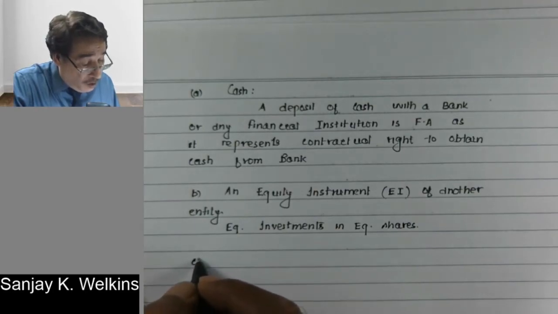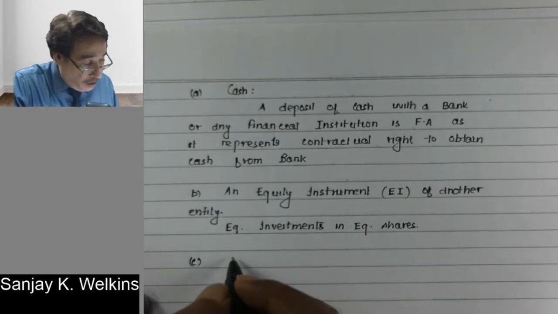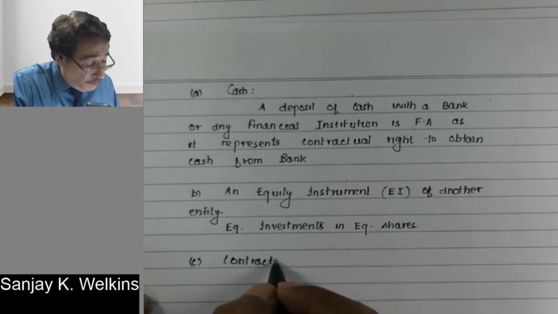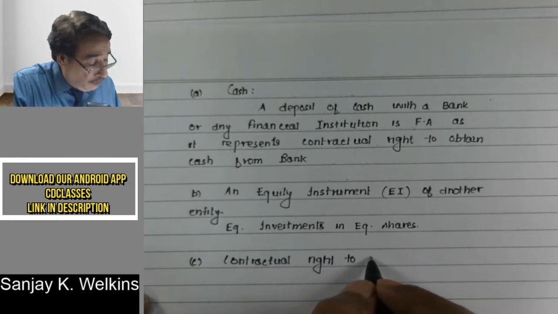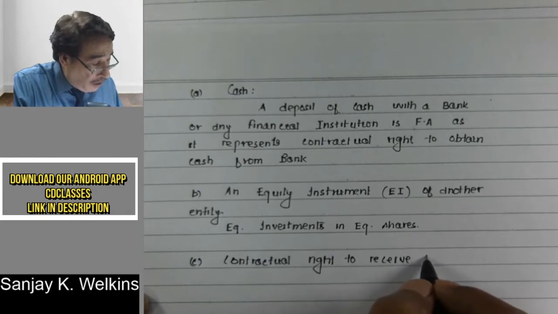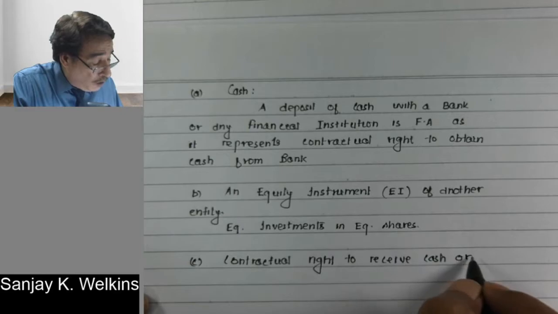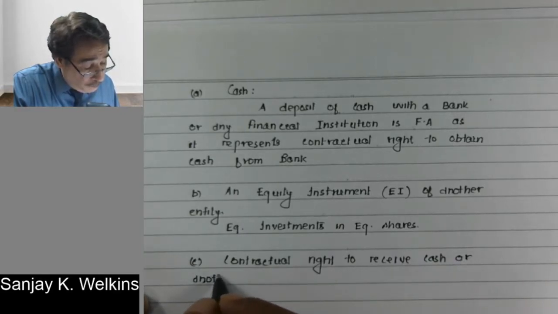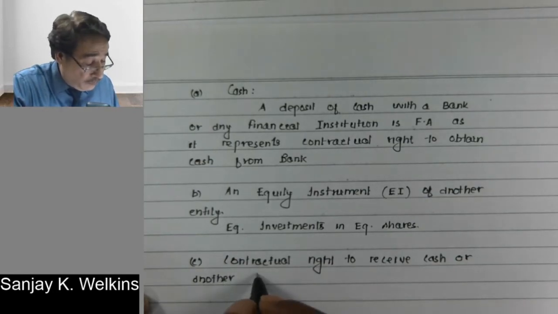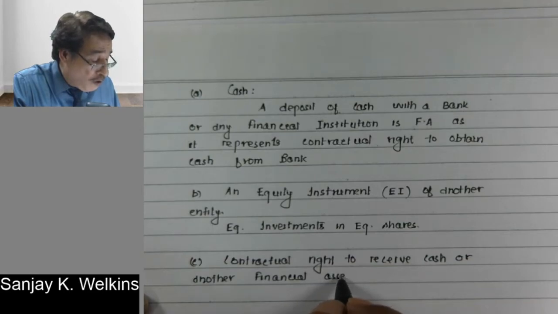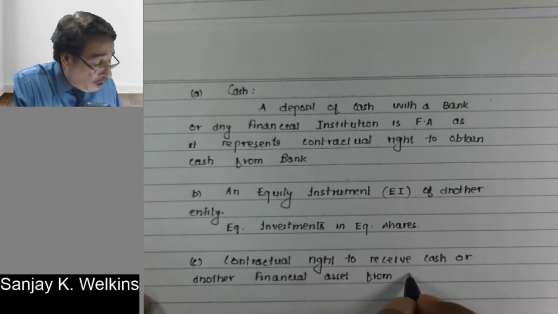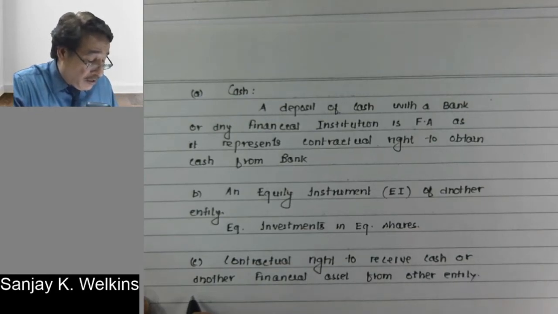Then C. A financial asset is cash, an equity instrument, and it is any asset that is a contractual right to receive cash or another financial asset from another entity. In that case, it will be considered a financial asset.